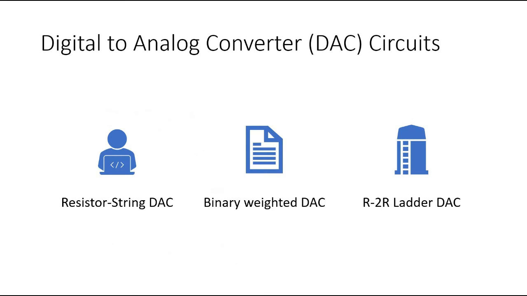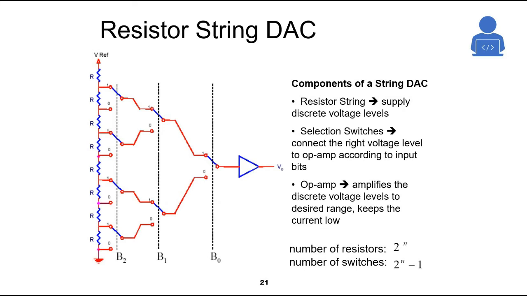Okay, now we go to digital to analog converter, DAC, circuits. We have 3 types of DAC circuits: resistor string DAC, binary weighted DAC, and R-2R ladder DAC. Okay, first, the resistor string. The components of a resistor string DAC supply the discrete voltage levels. They have selection switches to connect the right voltage level to the op-amp according to the input bits.